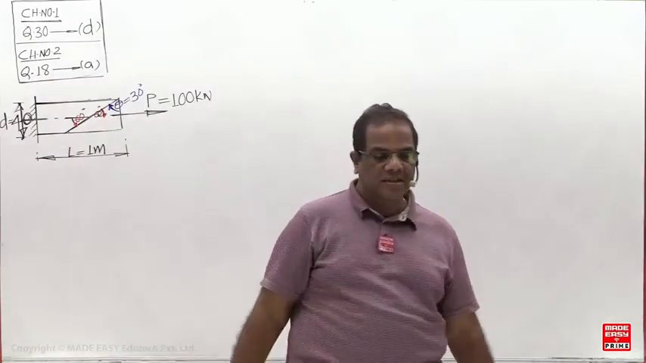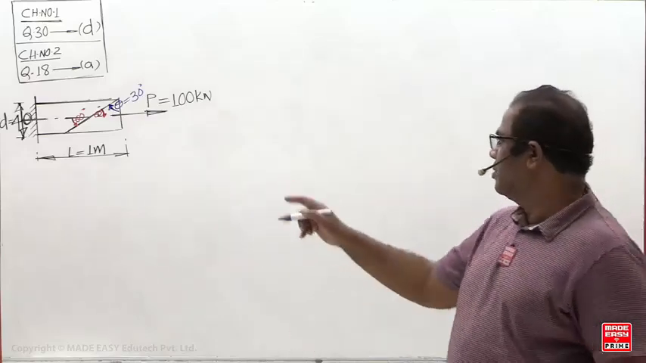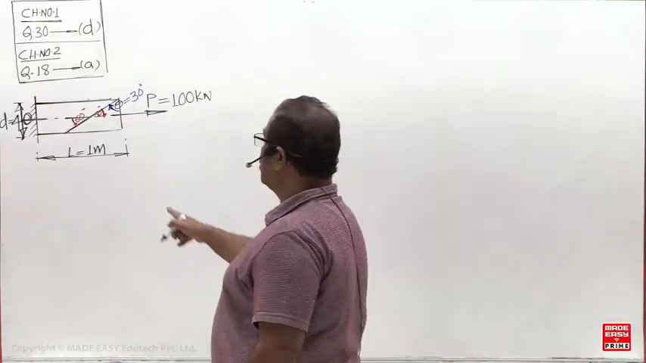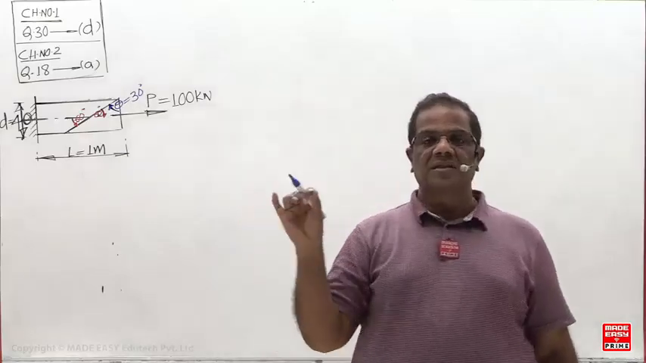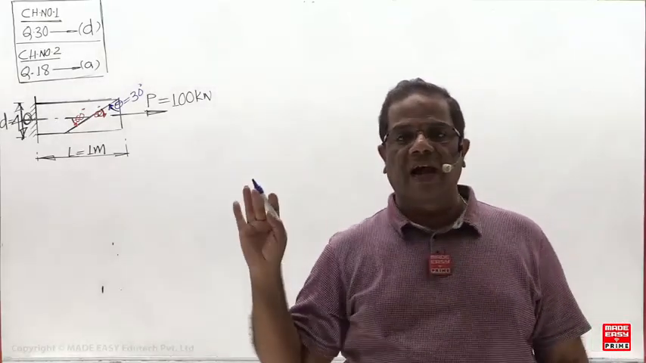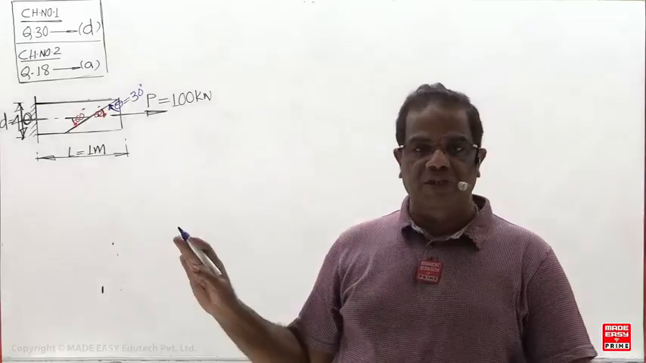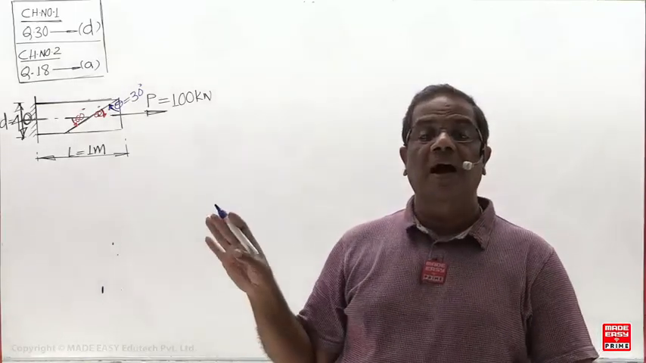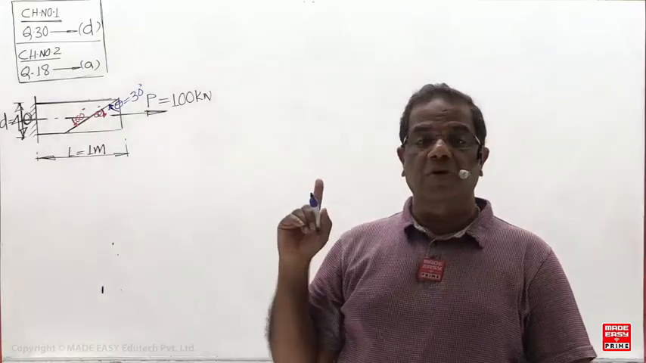So this is only one mistake they are going to make now. Some students are going to directly substitute the 60 degrees. They will remember the simple equations: sigma n equal to sigma cos square theta, tau s equal to sigma by 2 sin 2 theta. They will remember those equations only, but they will not remember the terminology.